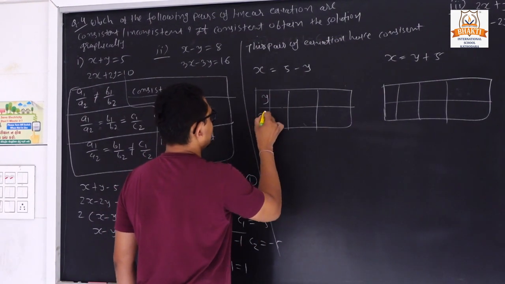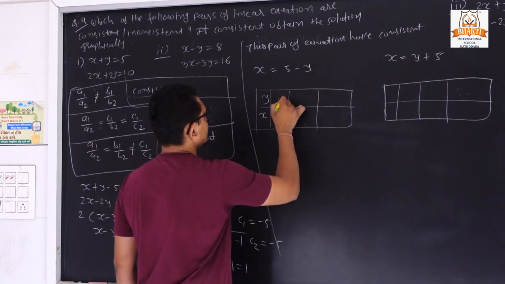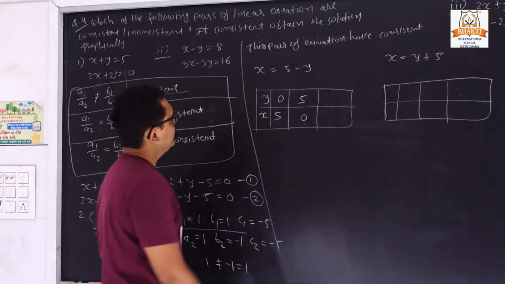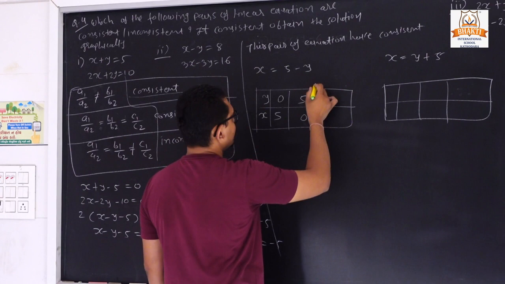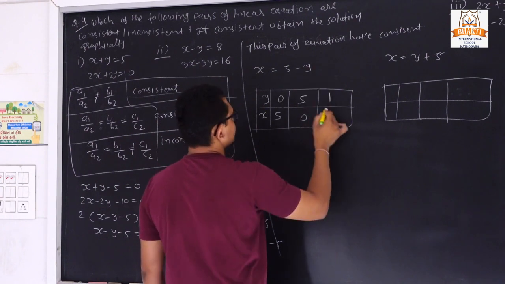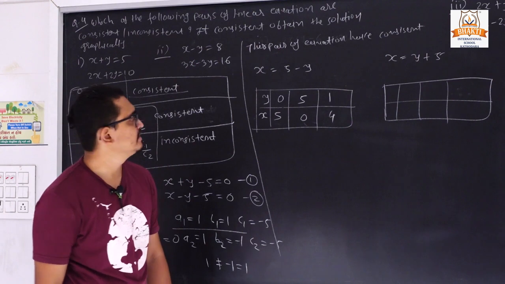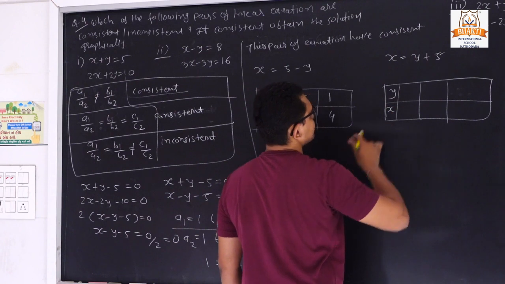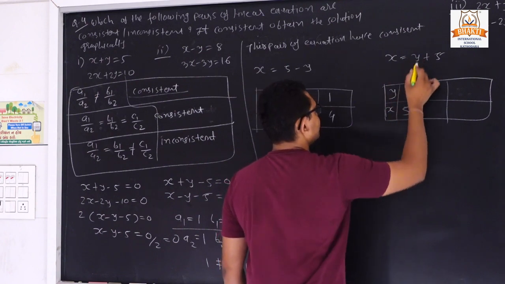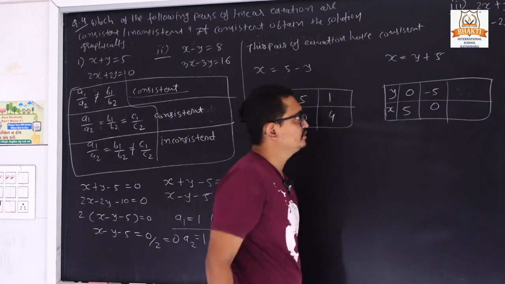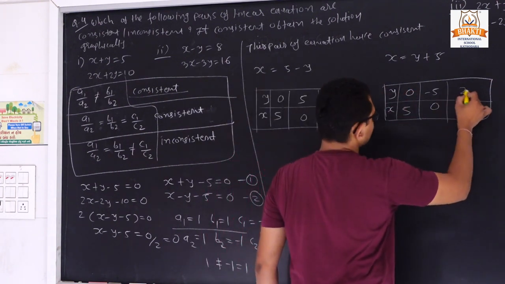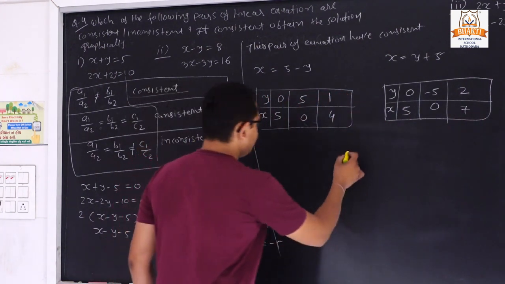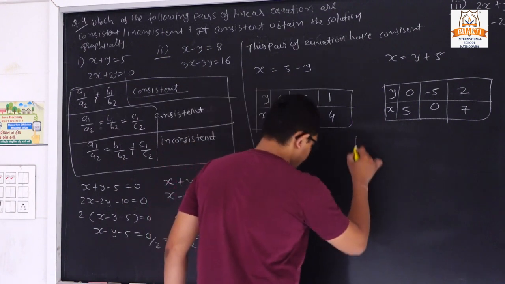Here I am writing y, x. So first of all I am putting 0. So 5 minus 0 is 5. Then we can take 1, so it is 4. Similarly here we have y, x. First of all I am putting 0, so 5, then putting minus 5, so 0. Then we will put 2, so 5 plus 2 is 7. We can take any value. Now we can draw its graph.